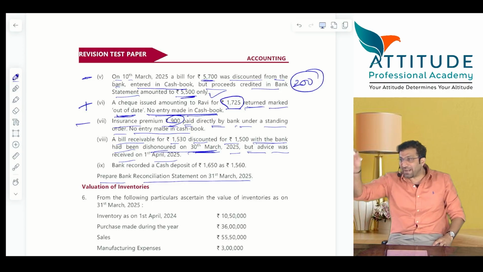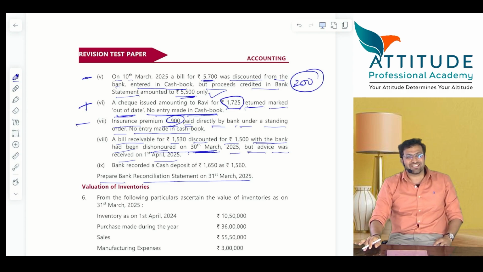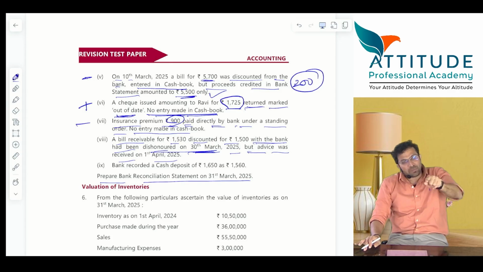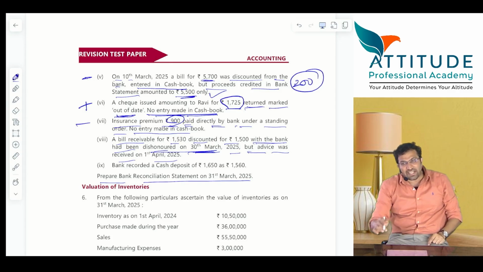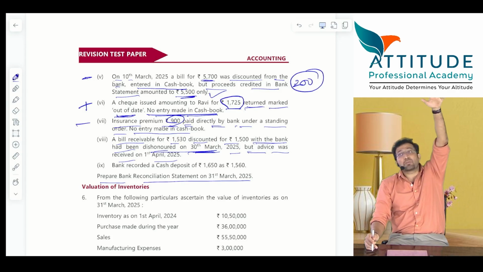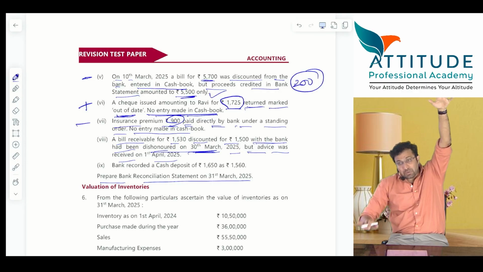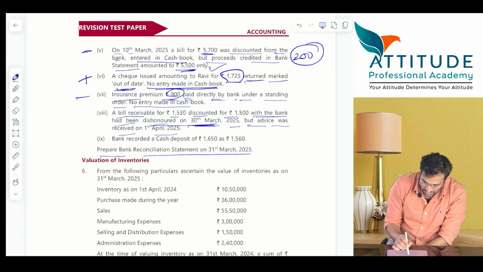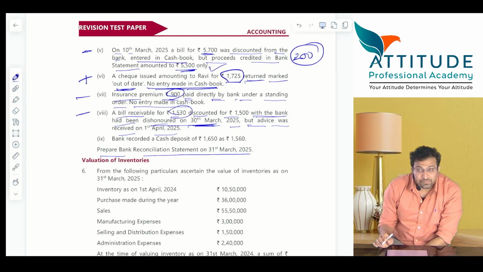So banker has reduced the bank balance. In bank statement the bank balance has come down by 1530, whereas your cash book balance is up only. Your cash book balance should also have been reduced by 1530 or no? So difference is 1530. So cash book balance is up by 1530, passbook balance is down by 1530. Reduce it, less. कि लेस आना चाहिए, माइनस.